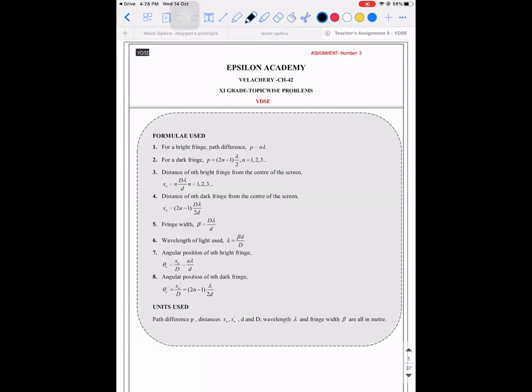I'll be giving this assignment today, but I'll be doing a few problems. I suggest everyone to try it sincerely because you will definitely get a problem from this.